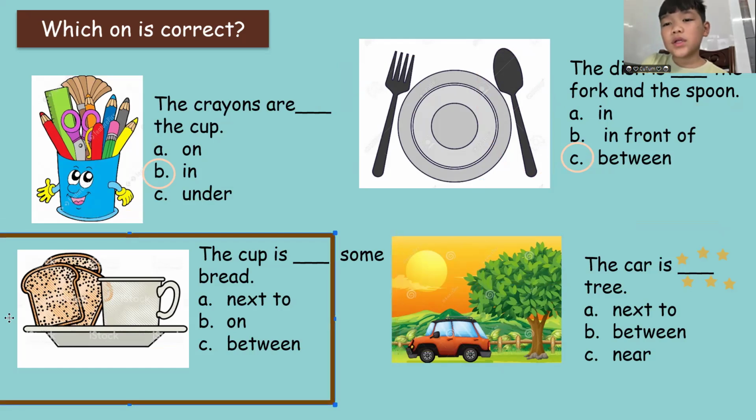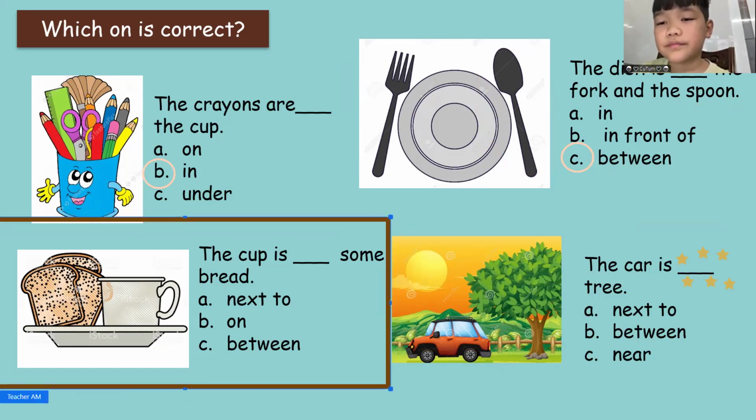Okay, now look. Where is the cup? The cup is next to some bread. Very good. Okay, that's correct. Now say bread. Bread. Nice. Okay, one more time. The cup is next to some bread. Yes.